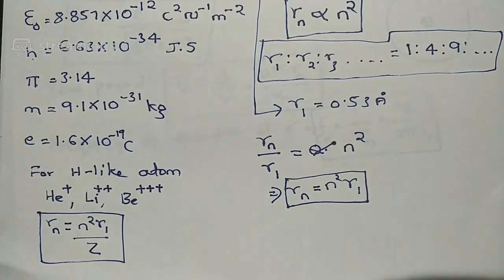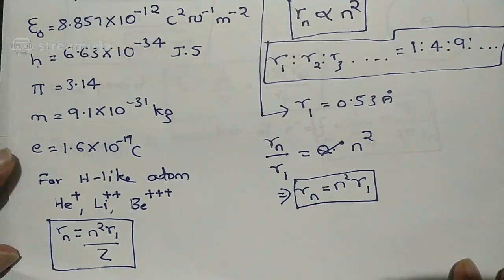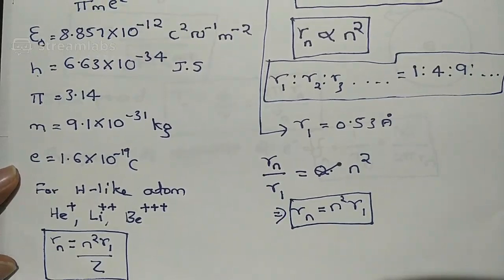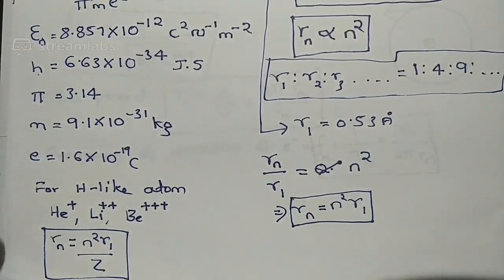So that is the radius of the electron orbit for a hydrogen-like atom. Please go through note points 1, 2, 3, 4, 5, 6, 7. In this, note points 1, 2, 3 are given. After some time I will give the next page. Just go through that.